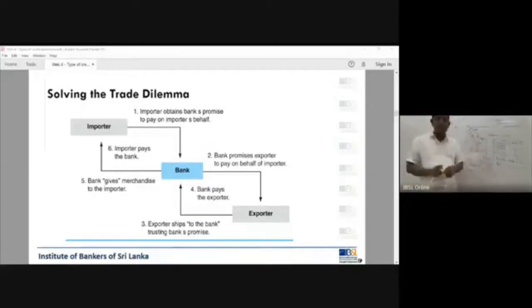The bank has the responsibility to pay. So sight means as soon as documents are seen and found correct, we send the payment. Usance means there is a credit period. After a delay, after some time, the bank will pay. But the bank has the liability to pay.